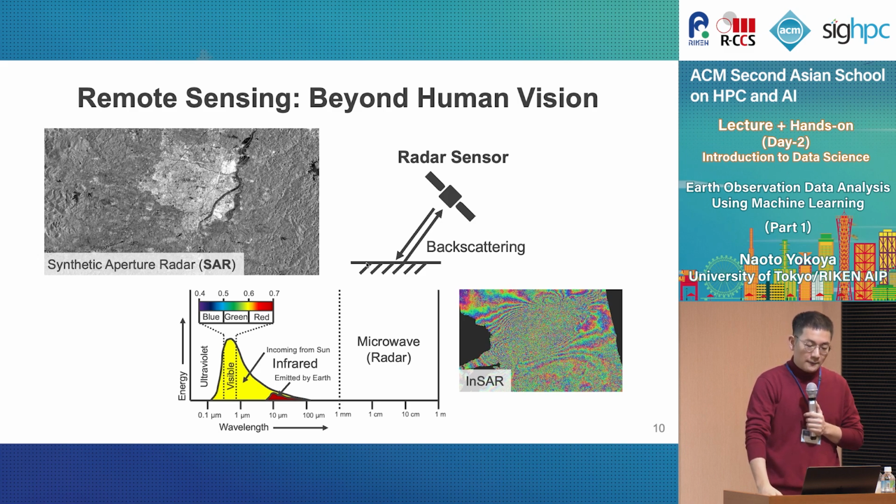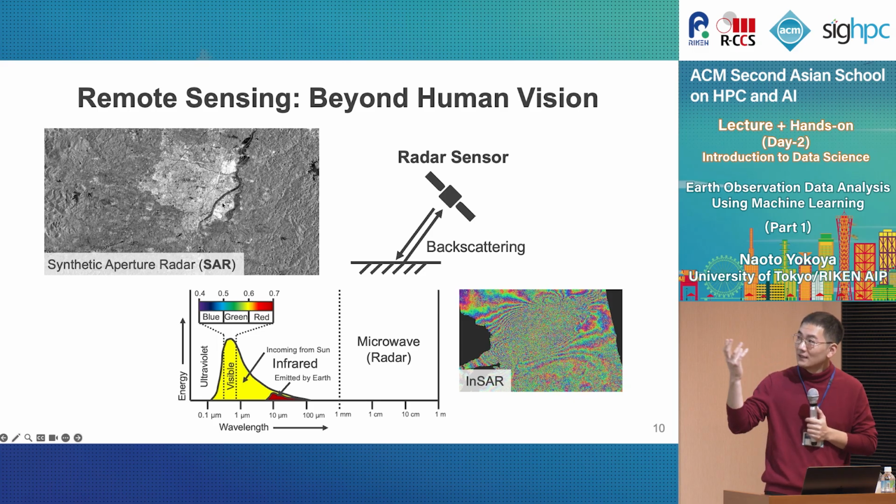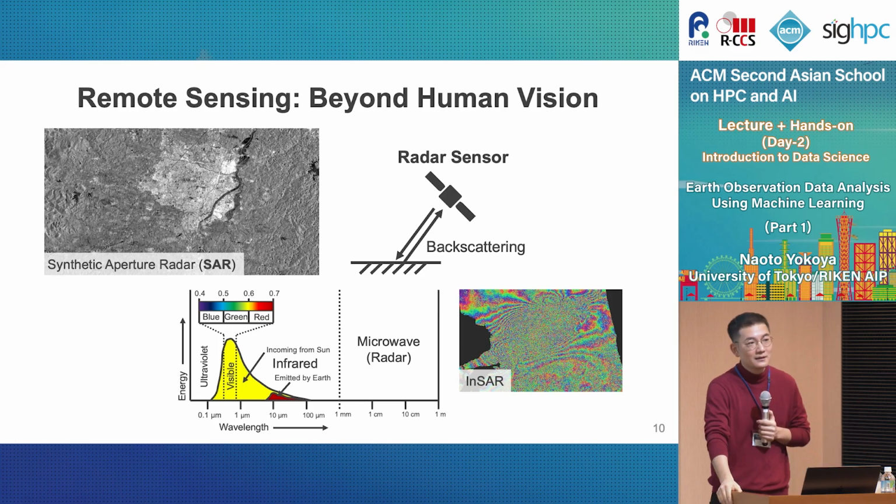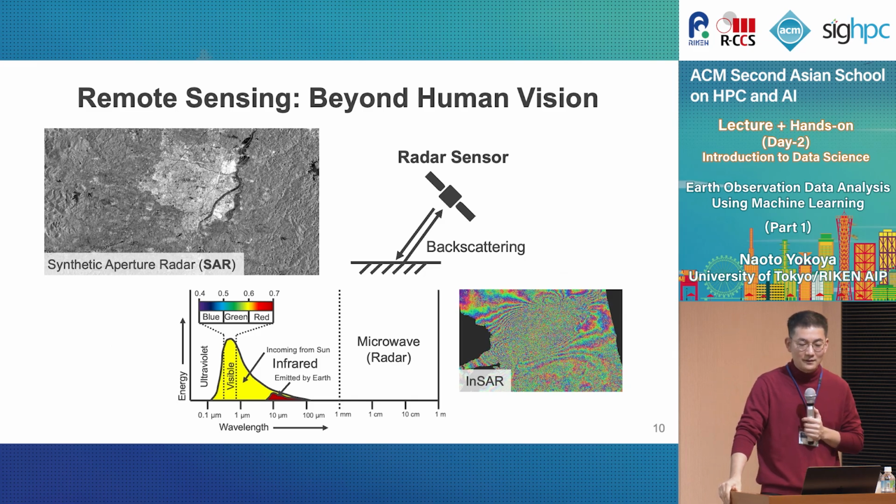And this sensor can penetrate the cloud. So backscattering imagery looks like this, a little bit different from our vision. So it's not that intuitive, but at least we can acquire images even if there is any cloud.